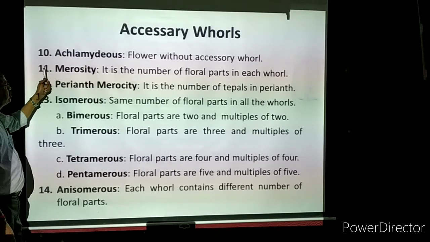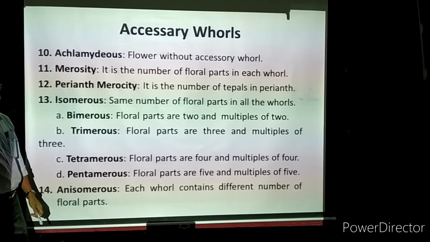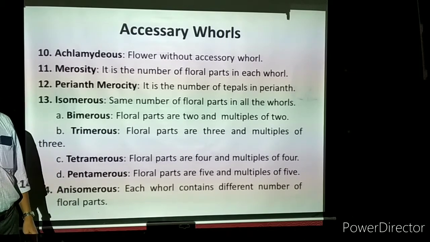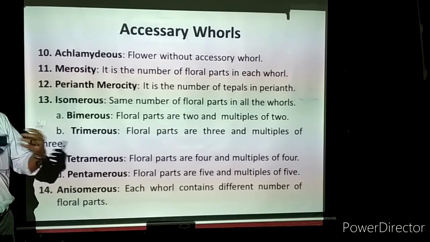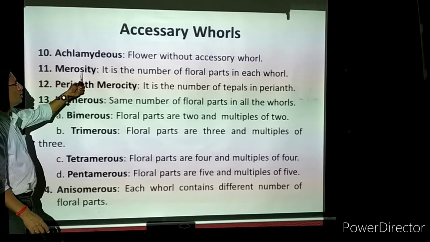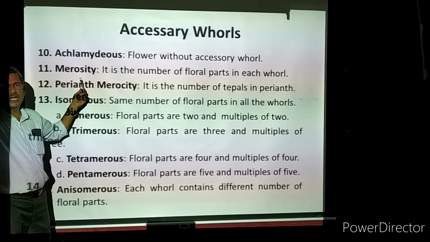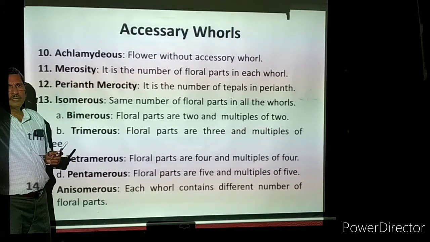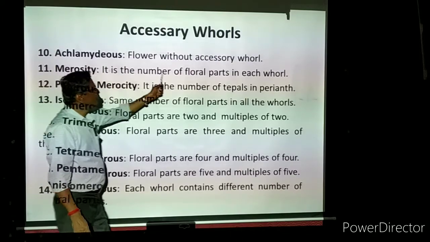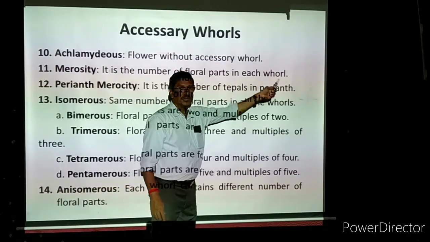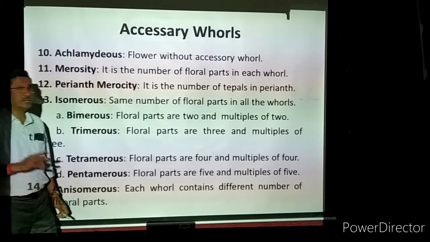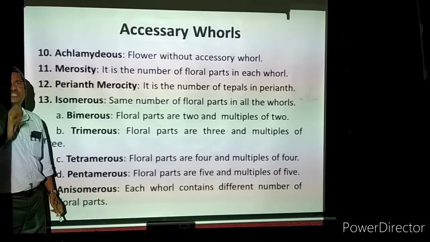Then we are coming to merosity. Merosity, number. For example, calyx you are taking. How many sepals are there? That number you have to say. Corolla you are taking. How many petals are present? That number. Okay, that is called merosity. Study about the number of floral parts present in each whorl. It is the number of floral parts in each whorl. Calyx, how many sepals are there? Corolla, how many petals are there? Androecium, how many stamens are present?